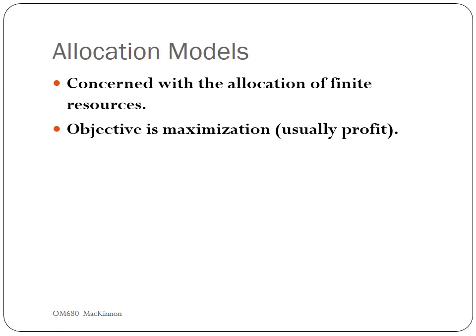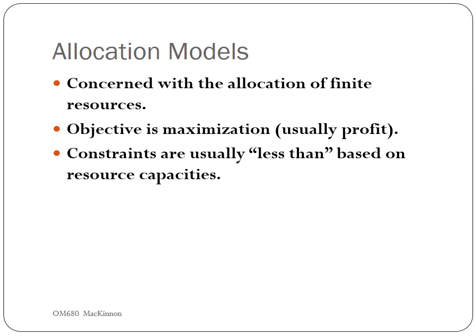In this case, the objective is almost always maximization and usually of profit. So an allocation model is usually about maximization, and that means that the constraints are usually less than constraints based on resource capacities. That's what makes them finite, right? We have capacity constraints.